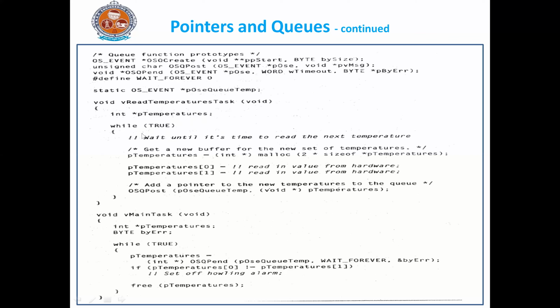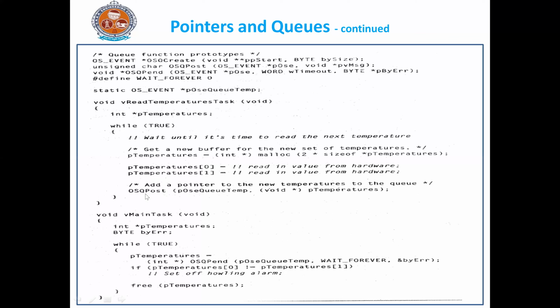For example, in the read temperatures task, a pointer is taken here, and in the continuous loop we are trying to read the temperatures. To read the temperatures, first of all it is allocating some memory for this P temperatures variable, as much memory as it wants, that is, to read the two temperatures, and that is given as a pointer to your P temperatures. So this is the pointer now. For P temperatures of 0 and P temperatures of 1, you are reading the values from the hardware at two different locations. So now you have two temperatures in P temperatures.